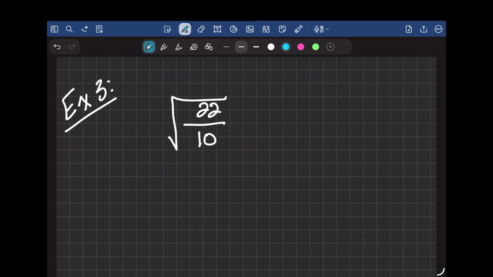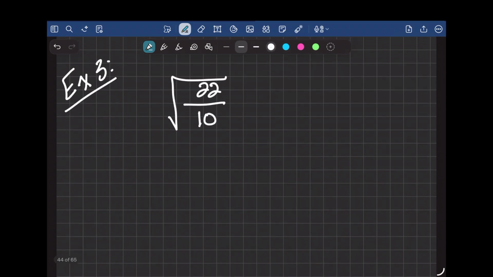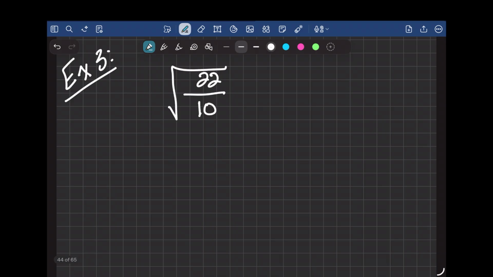All right, looking at example 3. Here I see I do have 2 even numbers inside the square root. So I can reduce this fraction. 22 divided by 2 is 11. 10 divided by 2 is 5. And now I'm going to go to that second step and apply the square root symbol to both the top and the bottom. Looking at this one, 5 is prime, so I can't simplify that. 11 is also prime, so I can't simplify that with the radical.